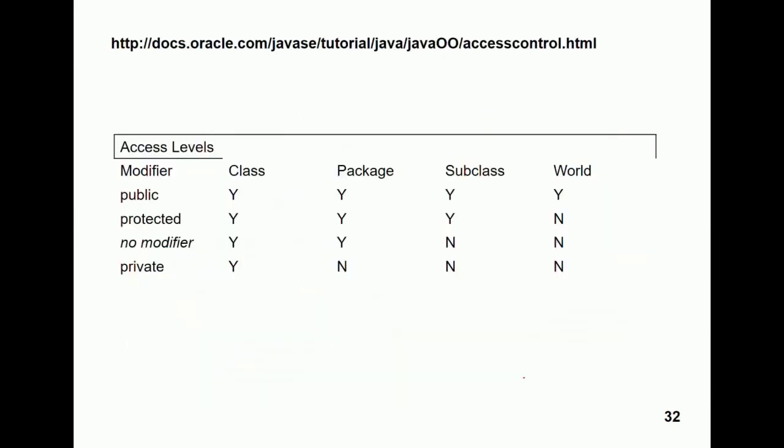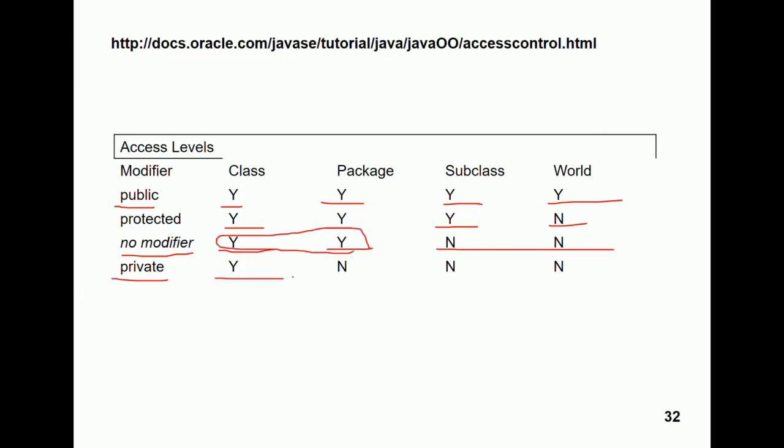Here's a nice table just to show you the differences between them. If it's public, then it can be accessed from the class, the package, a subclass, or the world. Public means give access to anybody. Protected means access from within the class, the package, any subclass, but not from the rest of the world. No modifier is the default package private, accessible only from within the class and the package. It's quite standard to do this. Private means just from within the class itself.